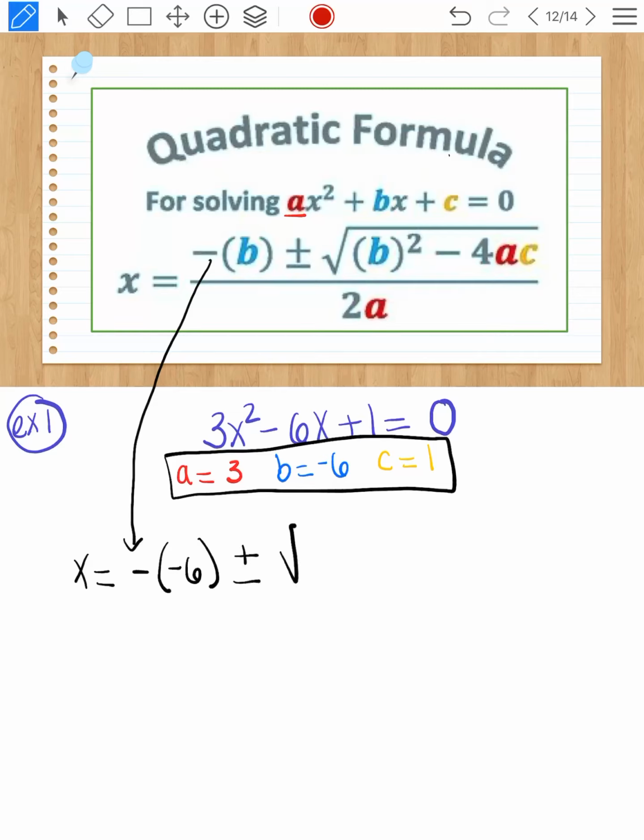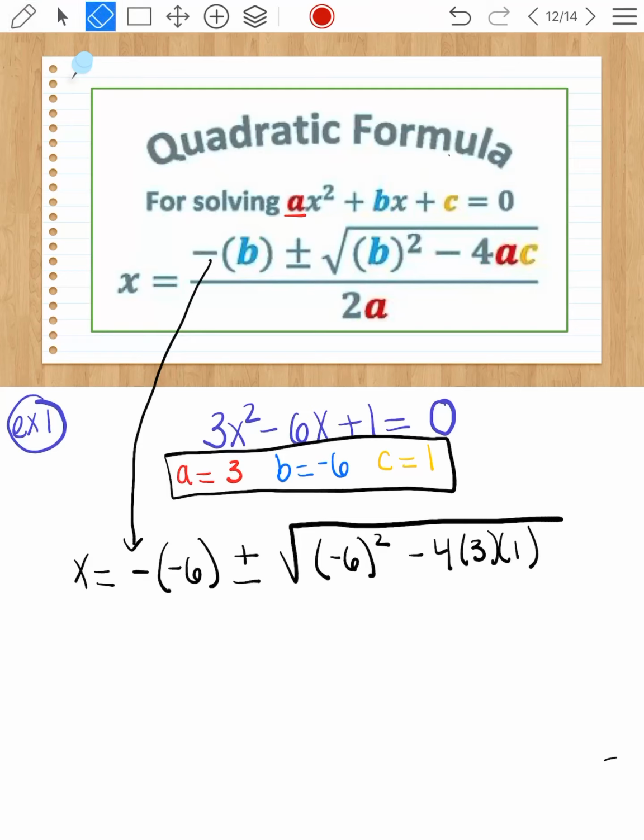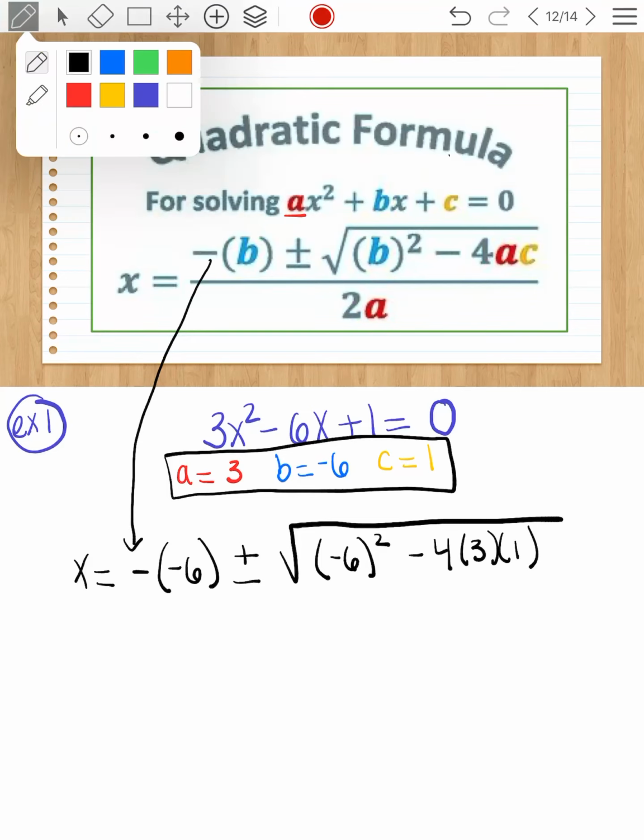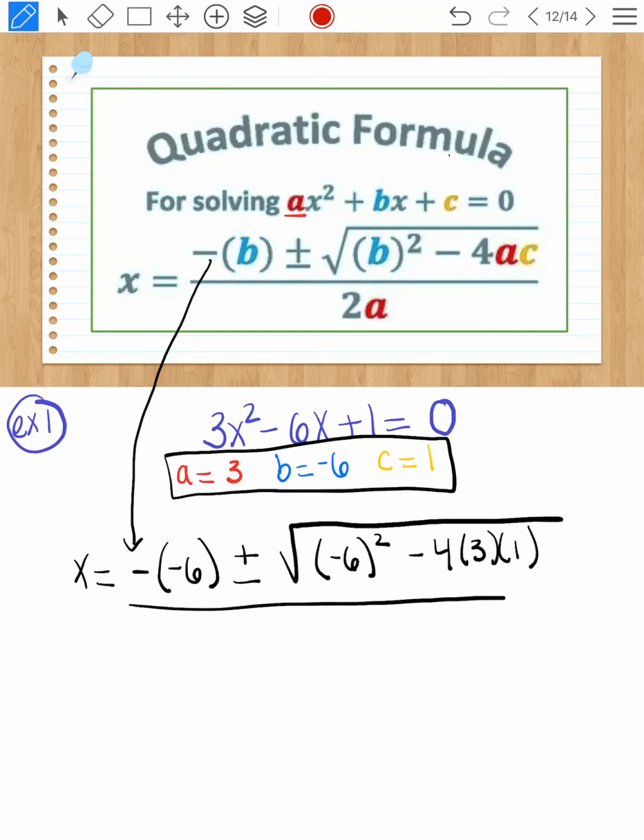Plus or minus the square root of b, which is -6 squared, minus 4ac. And a is 3 and c is 1. And remember, that just means that those values are all going to get multiplied together. And then lastly, divided by 2a, and a is 3.